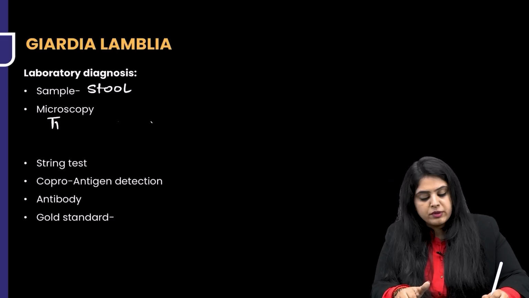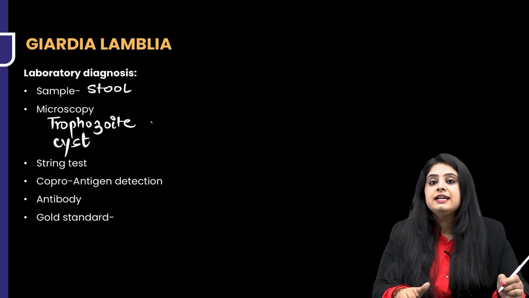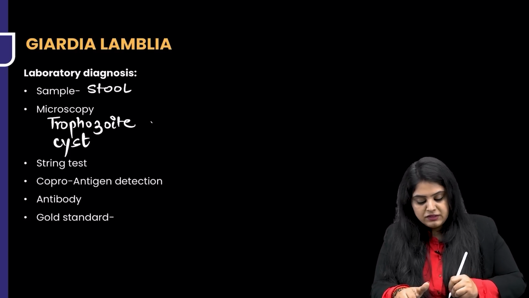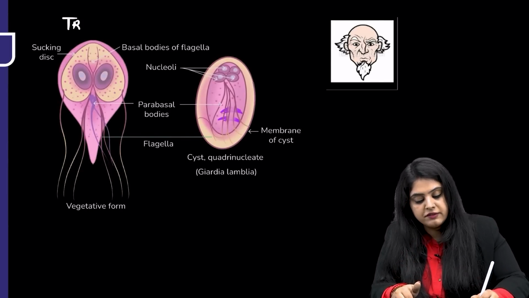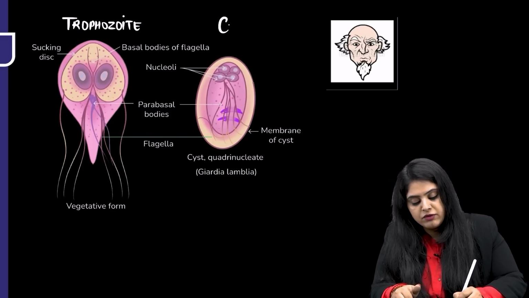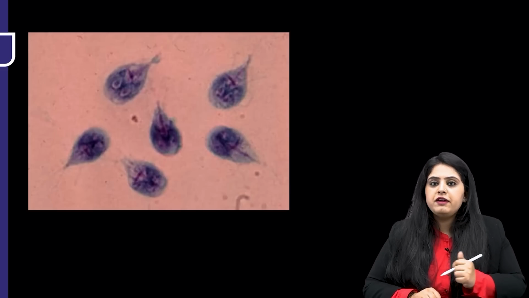So of course the next question will be, how does the microscopy come across? Of course you will see one trophozoite, and now comes the story of the angry old man. So please note, these are the pictures that you have to know. What you have over here is the very famous trophozoite of Giardia lamblia, and what you have over here is the cyst form. Can you identify which form is this?